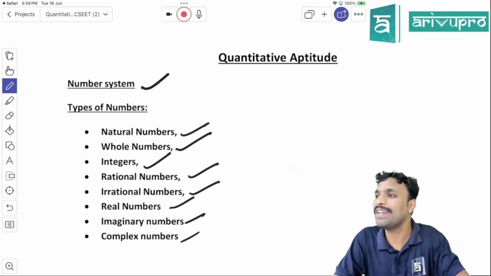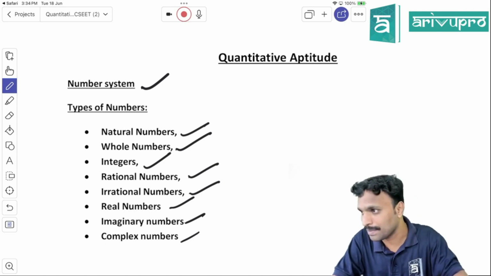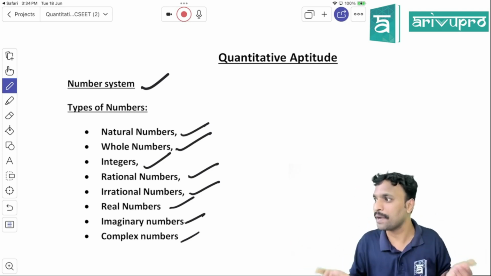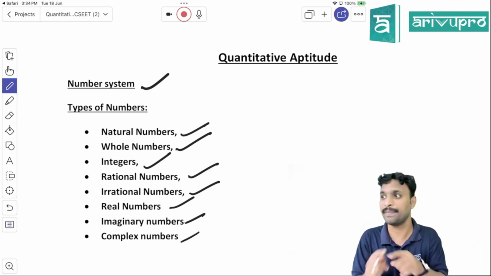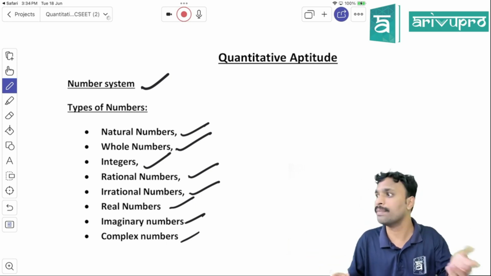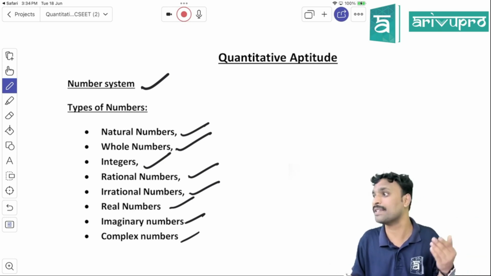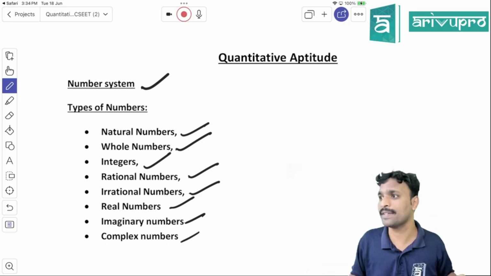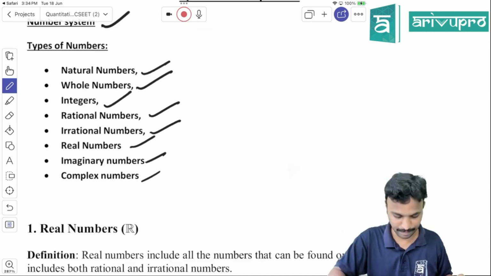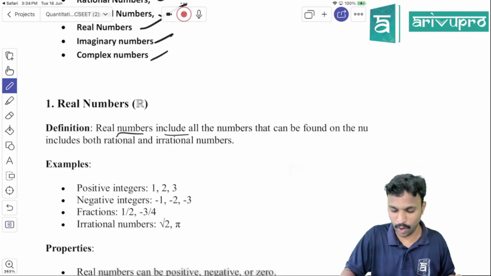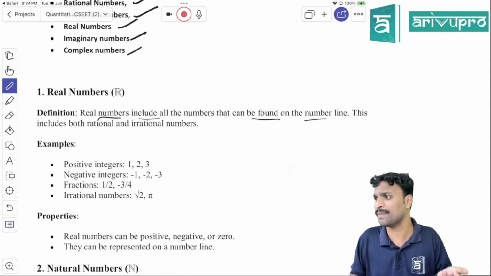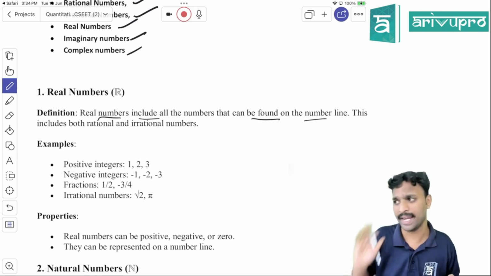Firstly, we shall talk about real numbers. What are real numbers? All the numbers in the number line that we can represent. All the numbers that we represent in a number line could be whole numbers, natural numbers, integers, even, odd, prime numbers, rational, irrational, everything put together is called as what? Real numbers. Real numbers include all the numbers that can be found on the number line, which include natural numbers, even whole numbers. All those things are called as real numbers.